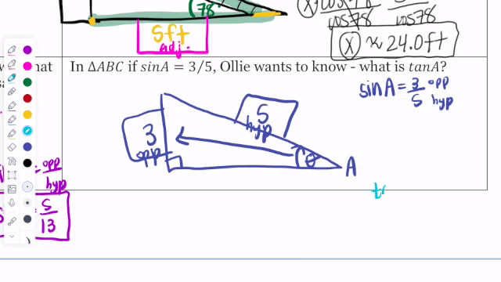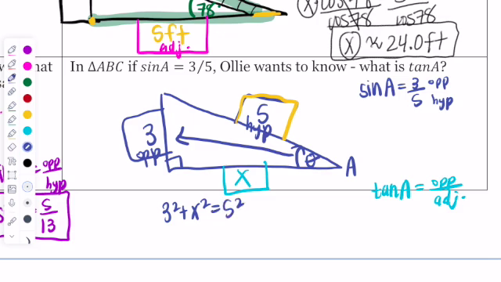And so he wants to know what is the tangent of A. So if I'm going to know the tangent of A, I'm going to have the opposite piece and the adjacent piece. Obviously, I'm missing the adjacent piece right now, so I'm going to throw an X right there. And again, we're going to use Pythagorean theorem. So what's my hypotenuse? That's important to note. My hypotenuse is 5, so that has to be the C value. So when I plug this into the Pythagorean theorem, that is going to be 3 squared plus x squared equals 5 squared. Okay, so we're going to subtract 3 squared from both sides.